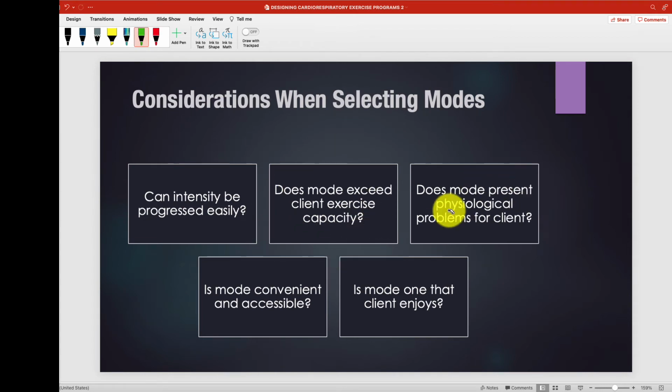Does the mode present physiological problems for the client? Is the mode convenient and accessible? Is it one that clients enjoy? I cannot stand being on a treadmill, and I'm sure there are other people that can't stand being on a treadmill. So we have to consider all of these.